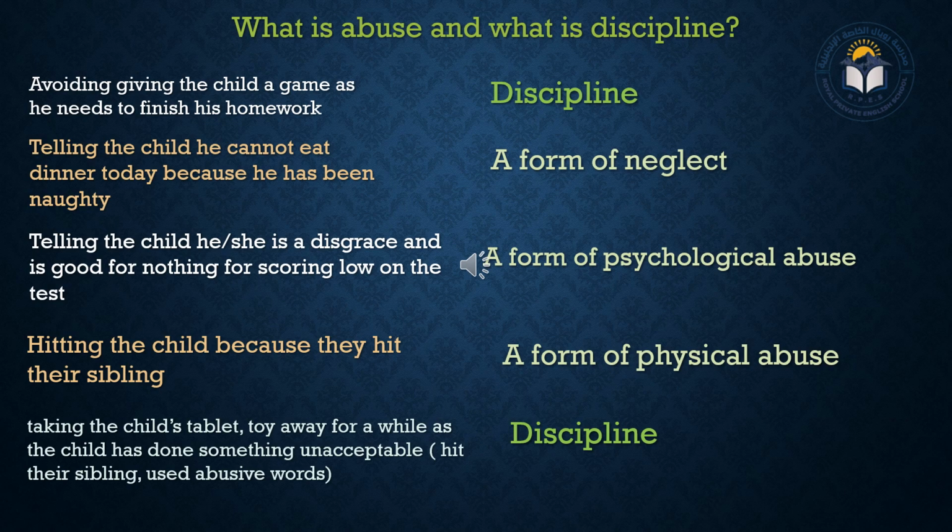Hitting the child because they hit their sibling. This is a form of physical abuse. Taking the child's tablet or toy away for a while as the child has done something unacceptable, hit their sibling, or used abusive words. This is discipline.